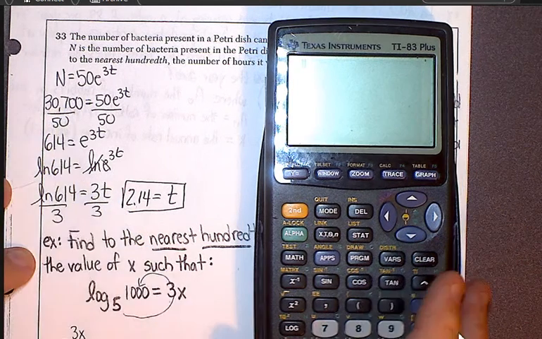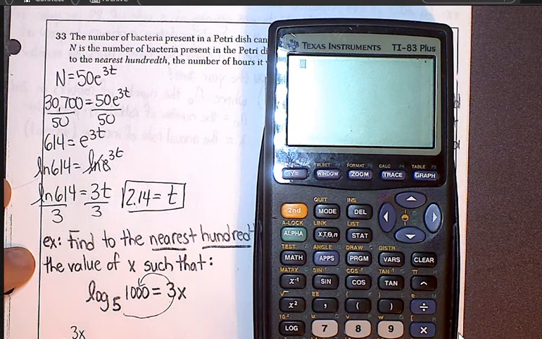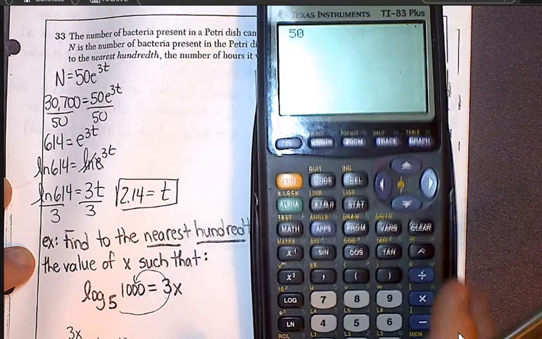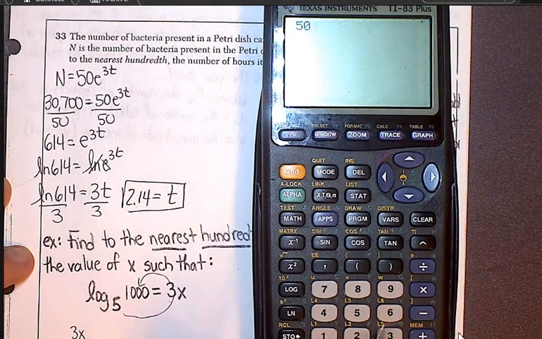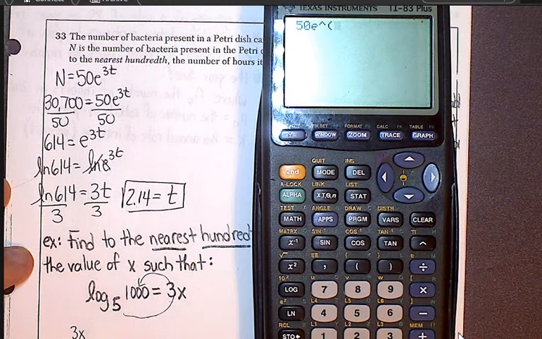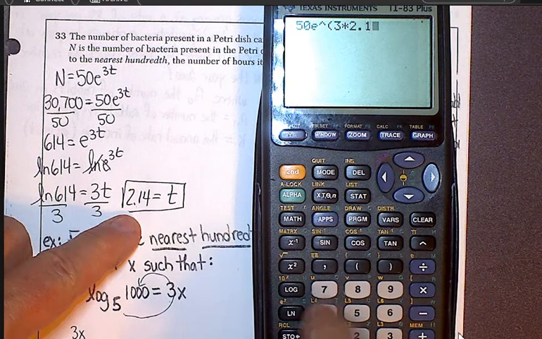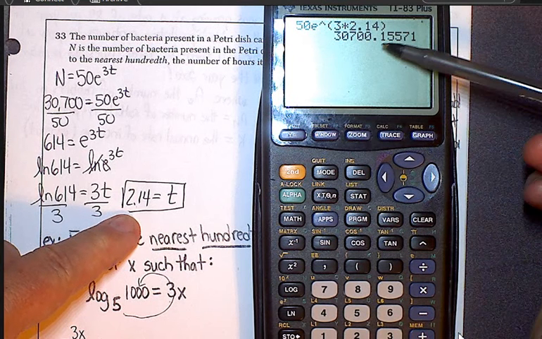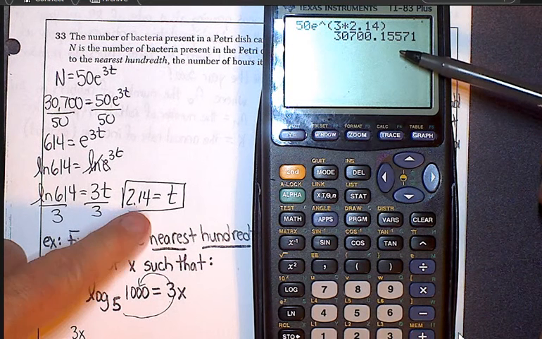I'm going to take this equation right here and put it in my calculator, 50. If I want to get e on my calculator, that's the natural log key. What's above that is e. So I'm going to hit second, natural log. There's my e. All right, and I'm going to raise that to the 3 times my answer, 2.14. Close parentheses, hit enter, and we get something very close to 30,700. So we know that this answer is probably right.